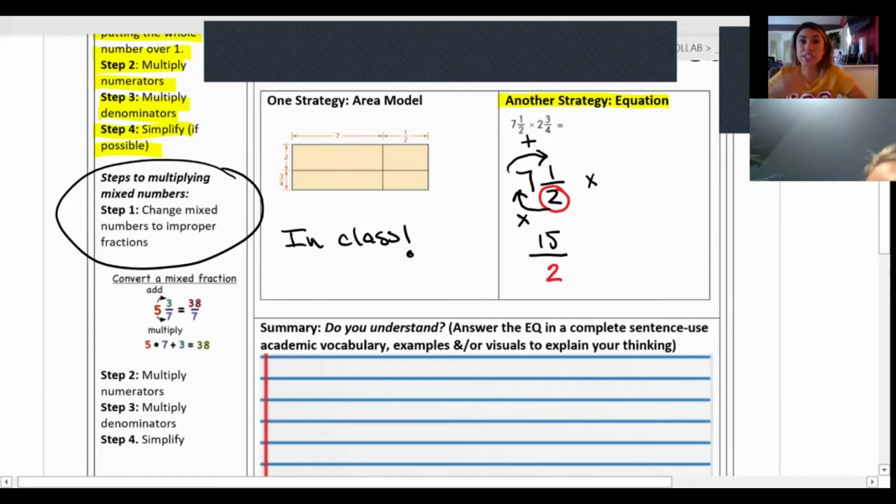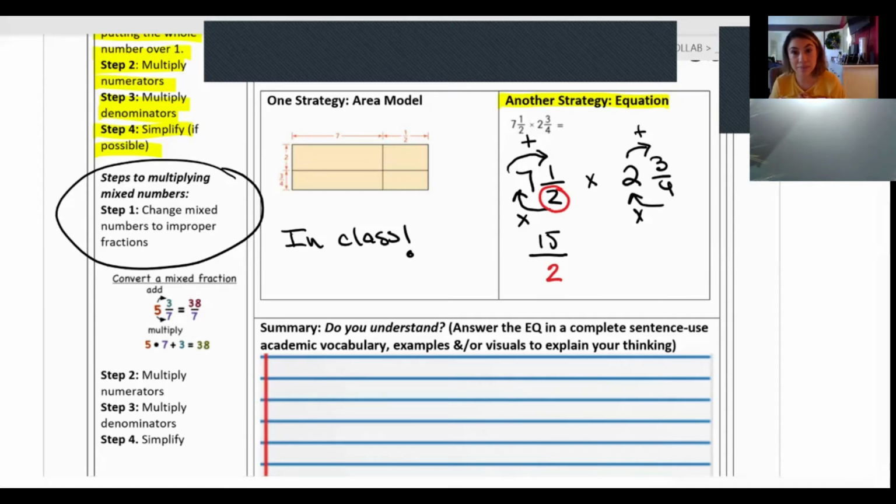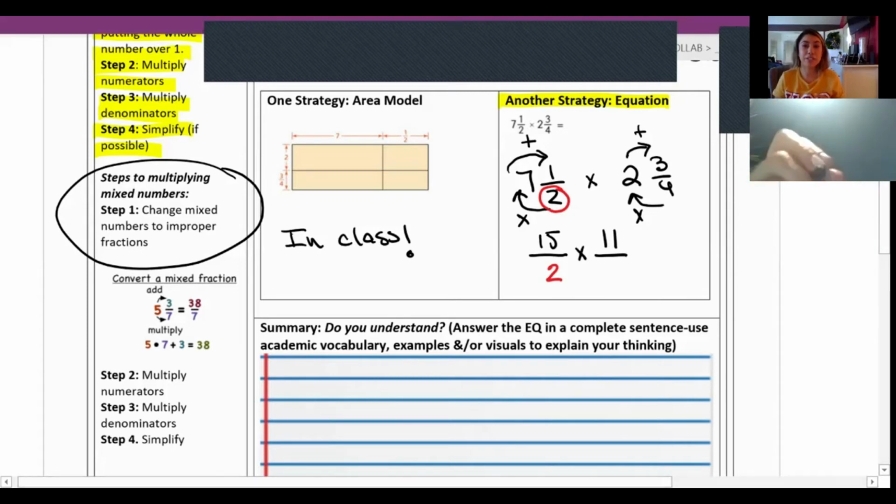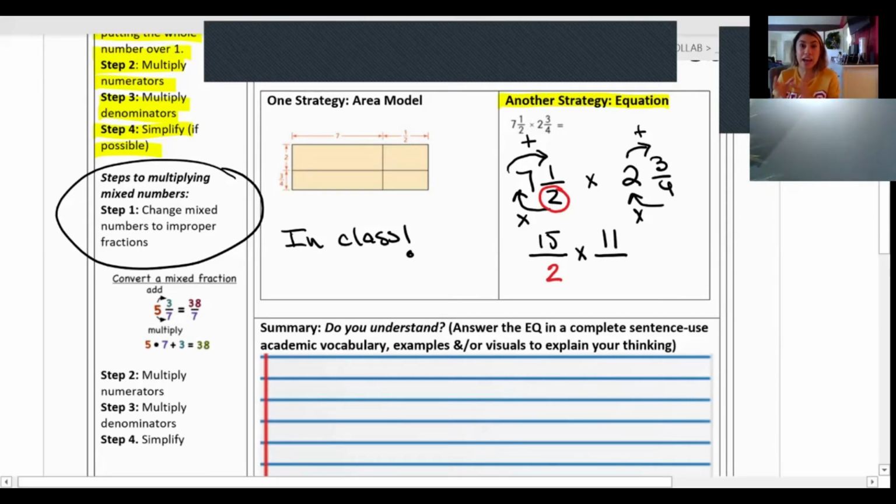Okay, let's do this again just so we don't get too confused. 2 3/4. So first we multiply our denominator by our whole number, which is 8, and we'll add 8 to our numerator, which is 3. So 8 plus 3 is 11. We'll put 11 in our numerator and then keep our same denominator in that mixed number, which is 4.